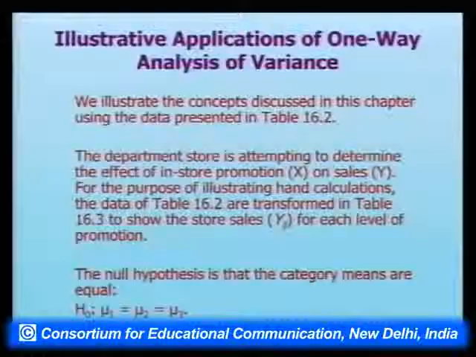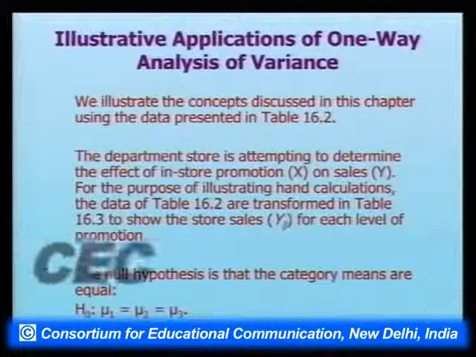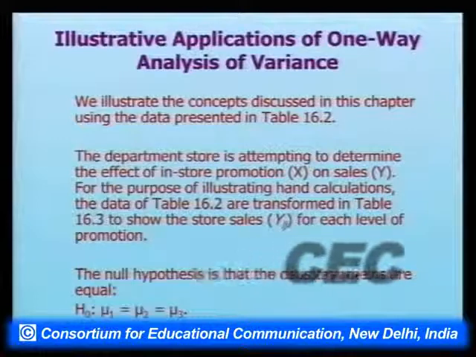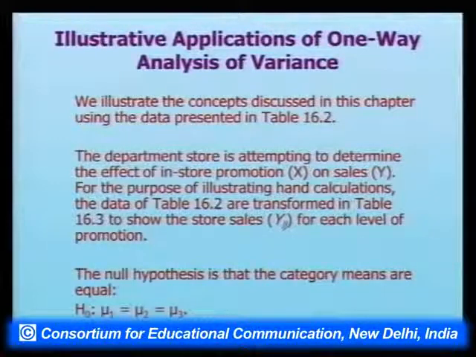A comparison of the category mean values will indicate the nature of the effect of the independent variable in analysis of variance. Now we will take an illustration of analysis of variance. We will illustrate the concept discussed in this chapter using a table called Table 16.2. This example has been taken from the book of Naresh Malhotra, Marketing Research, and it appears in chapter number 16, and the table is 16.2.